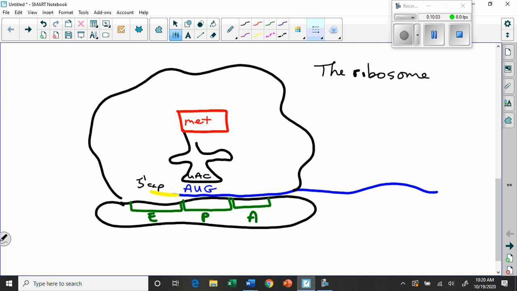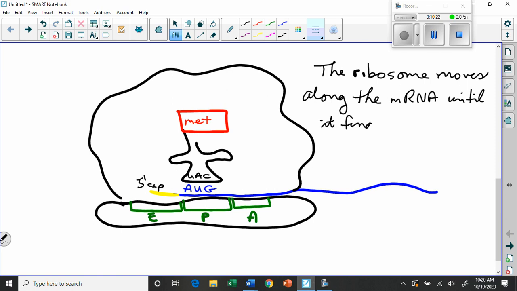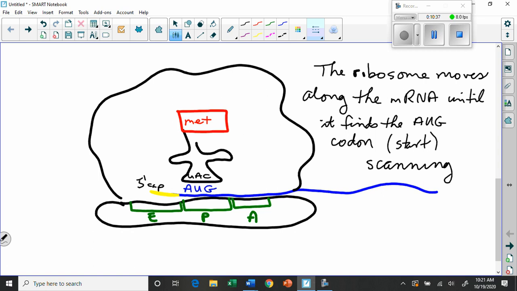The ribosome moves along the messenger RNA until it finds the AUG codon, which is the start codon. So this is called scanning. That's what we call this. It's scanning this molecule to get ready to go where to start.